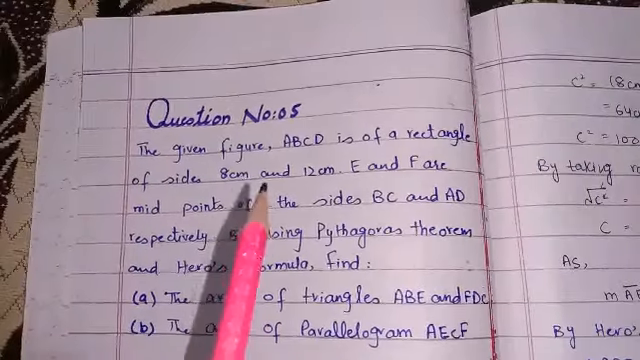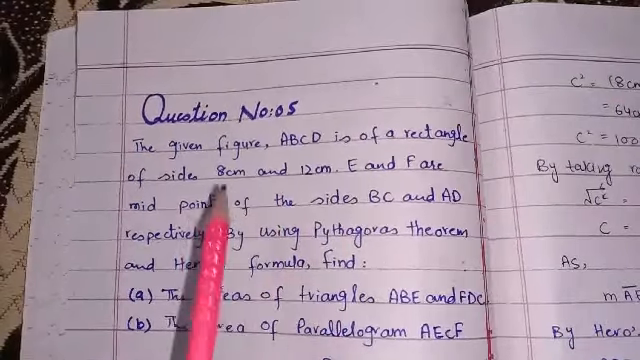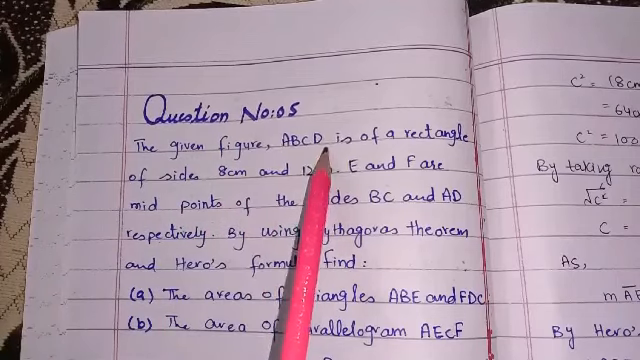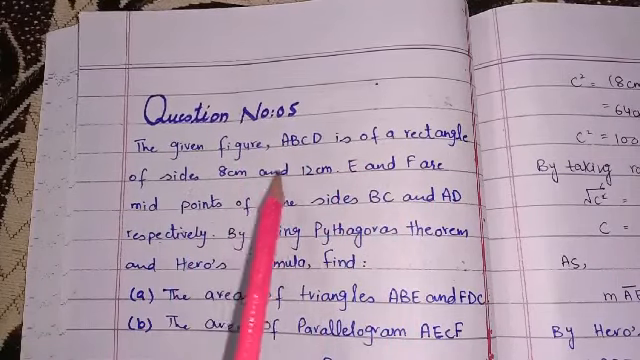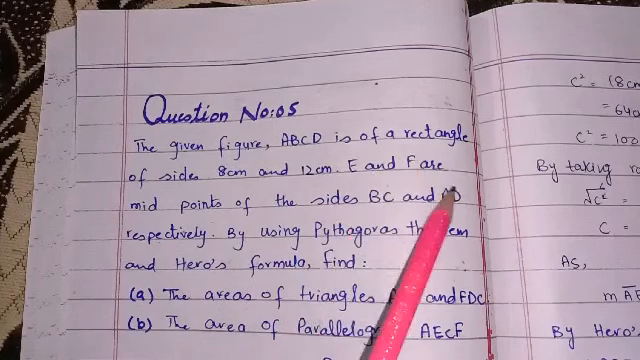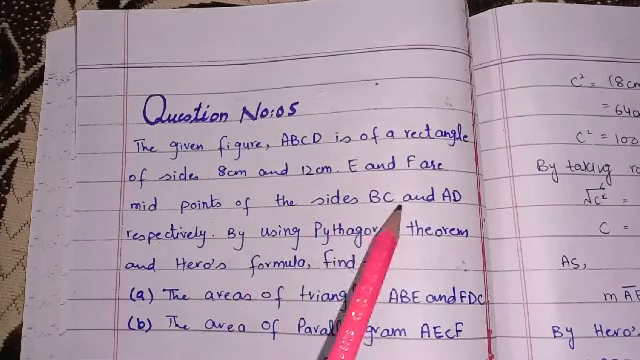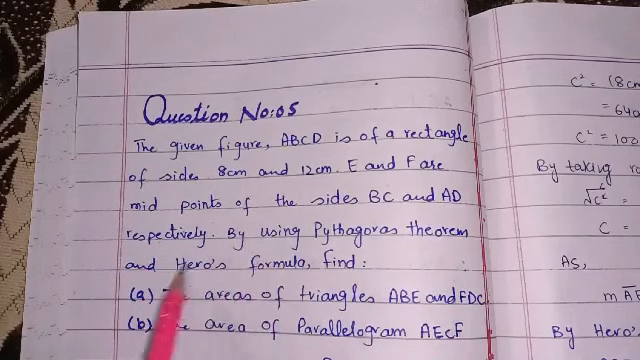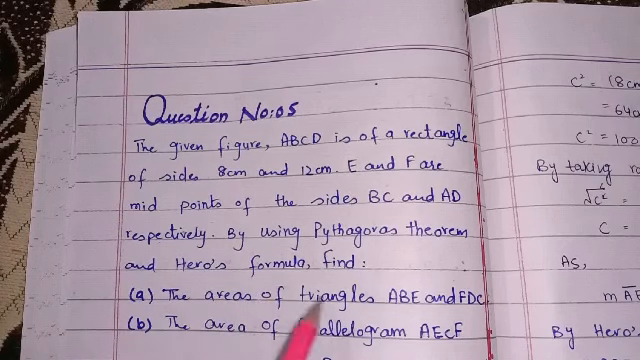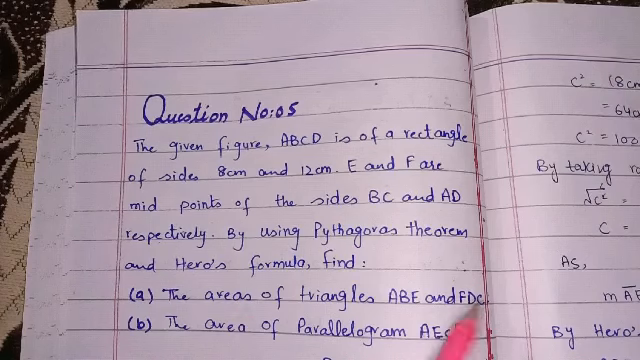Students, here is our question number 5. The statement is, the given figure ABCD is of a rectangle of sides 8 cm and 12 cm. E and F are midpoints of the sides BC and AD respectively. By using Pythagoras theorem and Hero's formula, find A. the areas of triangles ABE and FDC. B. the area of parallelogram AECF.